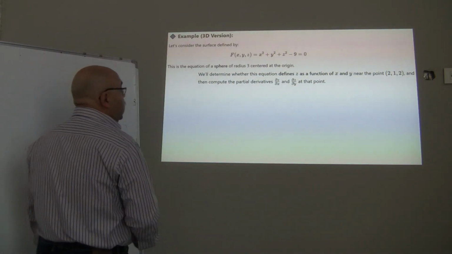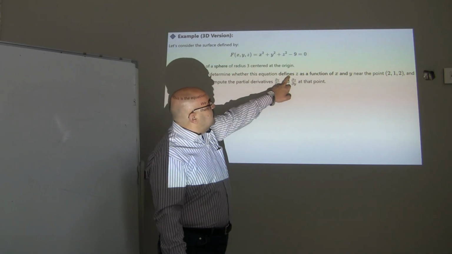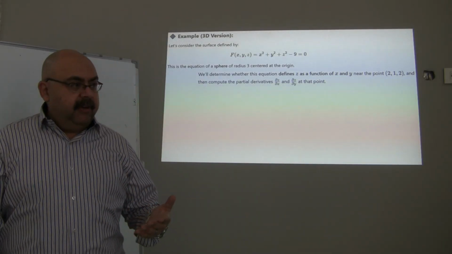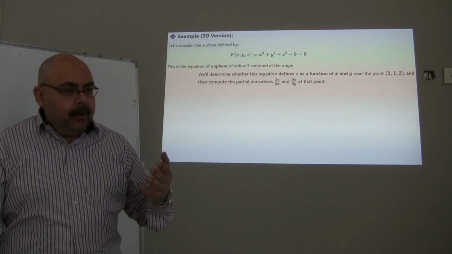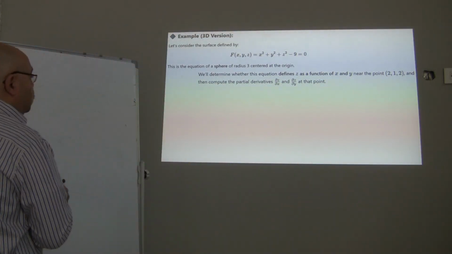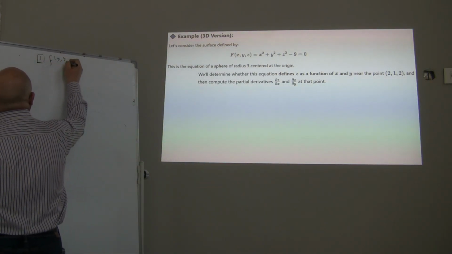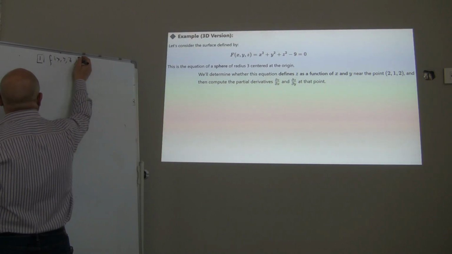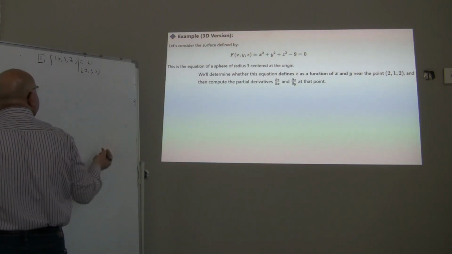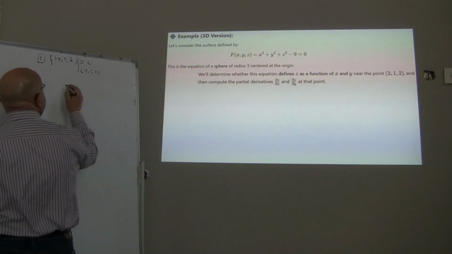What we need to do is determine partial z partial x and partial z partial y at the point 2, 1, 2. So mainly, I need to check if I can use the implicit function theorem at the point 2, 1, 2, which is very, very simple. All I have to do, once more, is check that f of x, y, and z equals 0 once you use the point 2, 1, 2. And this is very, very simple. All I have to do is make the substitution, so replace x, y, and z by these numbers.